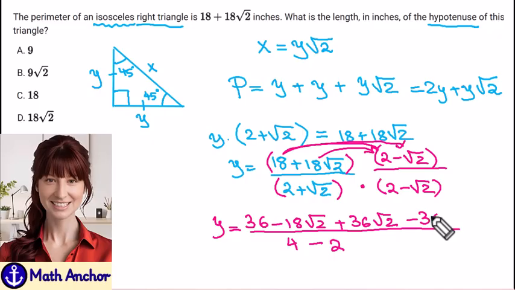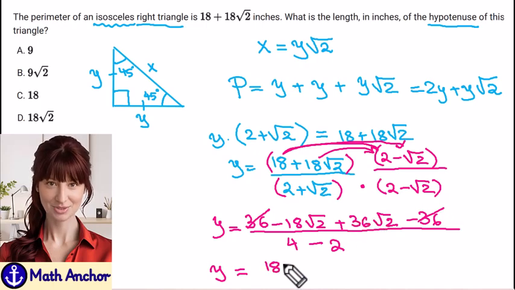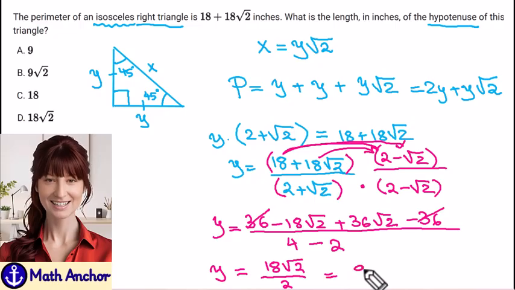36 minus 36 is 0, so those two cancel each other out. When we combine the like terms, here we are left with 18 square root 2 over 4 minus 2, which is 2. 18 divided by 2 is 9. So we have 9 square root 2.